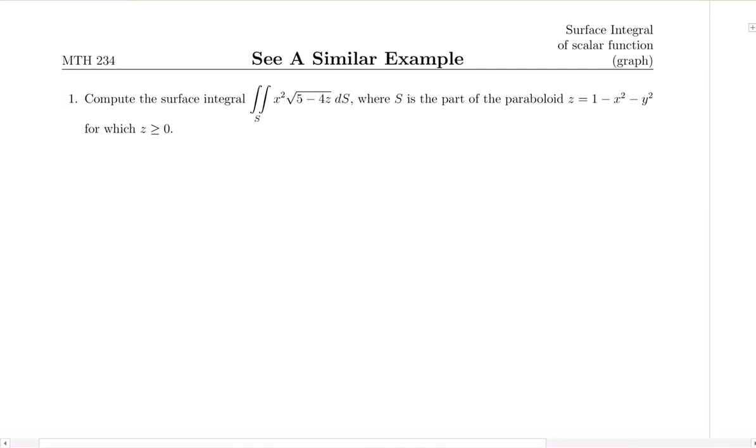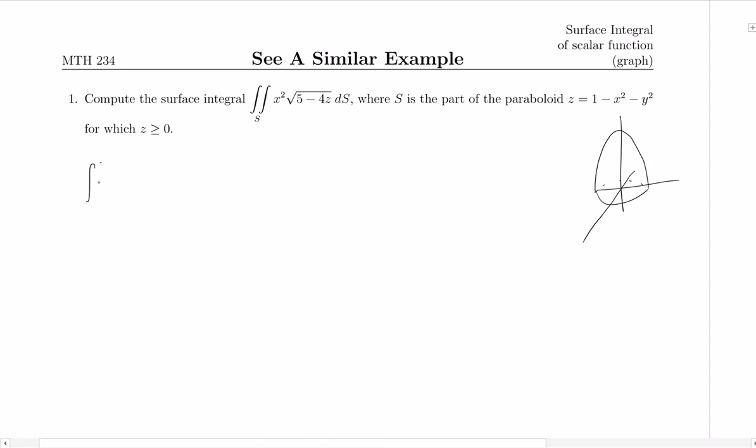In this video, we will compute the surface integral of a scalar function over a surface which is given as a graph. So here, our surface is given as the paraboloid z equals 1 minus x squared minus y squared, and just the part above the xy plane. So, this type of thing.